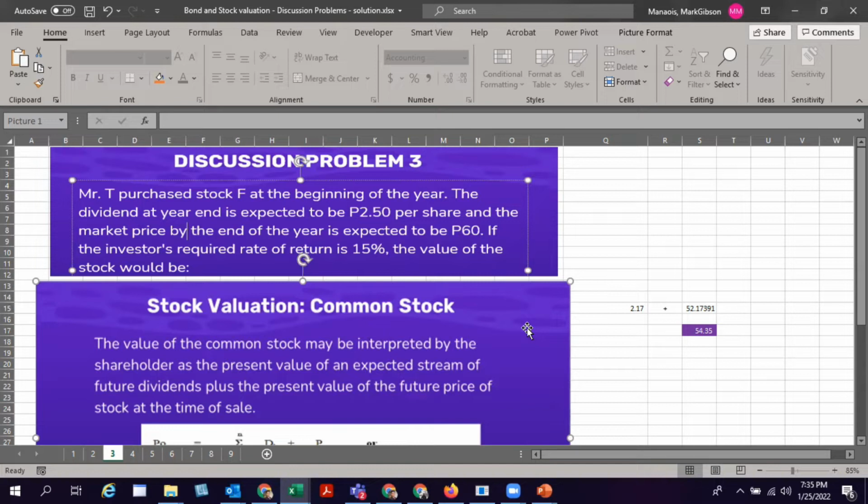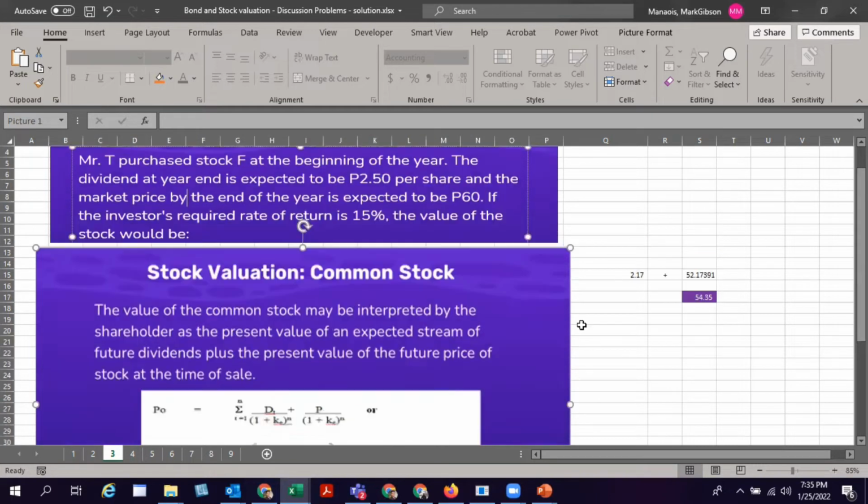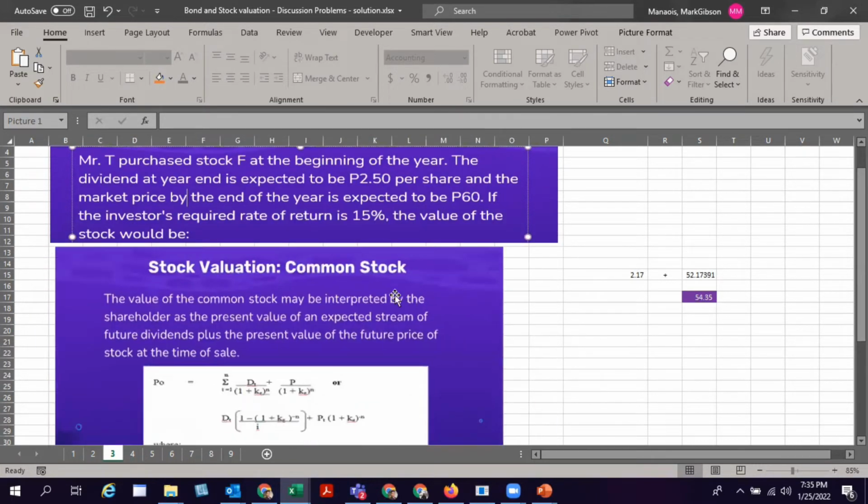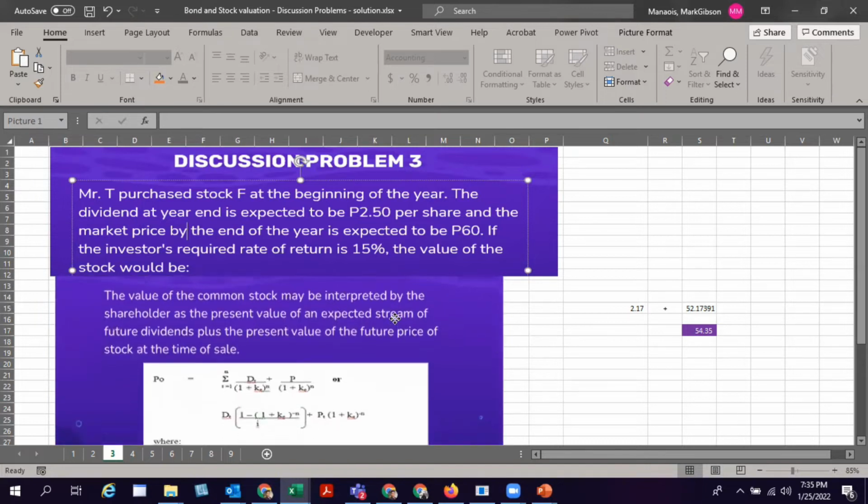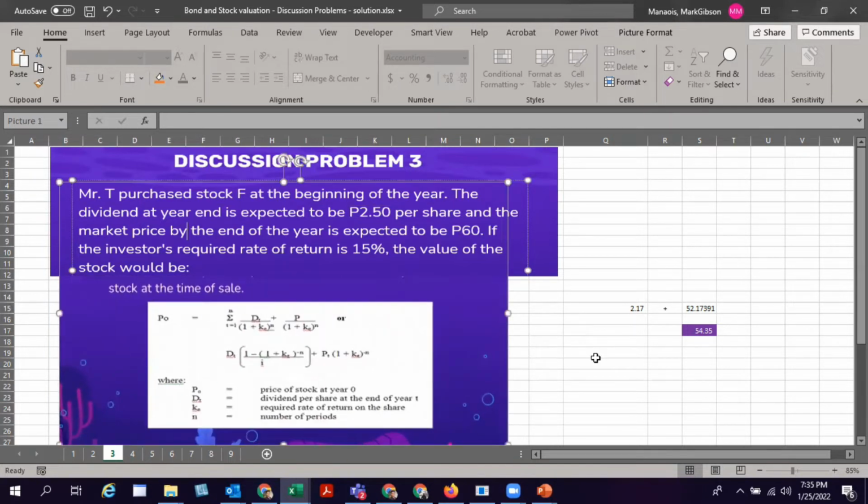So going back to problem number 3. So here's the formula. Let's derive the formula using the given data in the problem. What are the given? We have P sub 0, the price now. The dividend at year end is expected to be 2.5 per share, and the market price by the end of the year is expected to be 60. So we have D sub T, which is 2.5, and P sub T, which is 60. Also, we have 15% as the required rate of return.